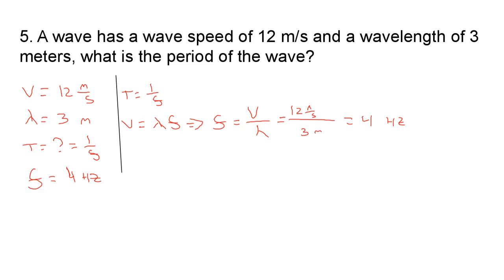And now I have everything I need to solve for period. Period equals 1 over F, which equals 1 over 4, which equals 0.25. The unit for period is seconds.